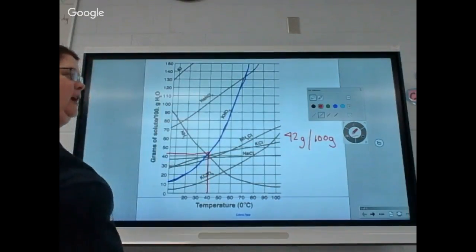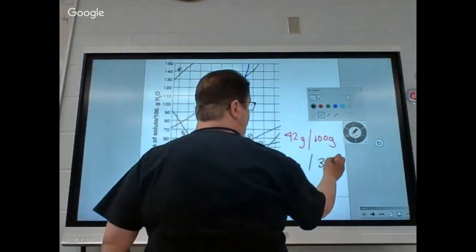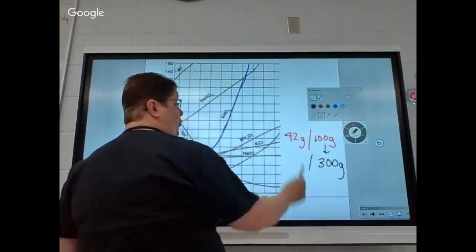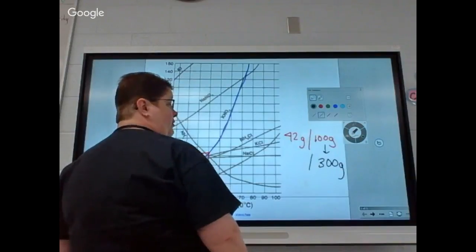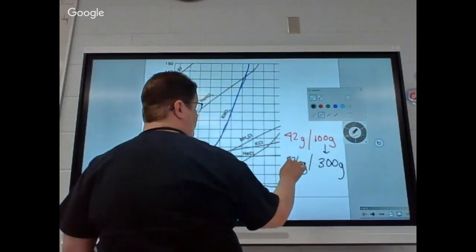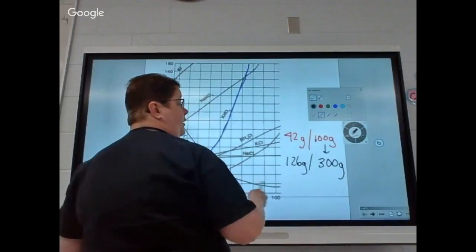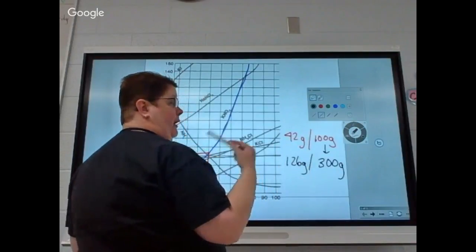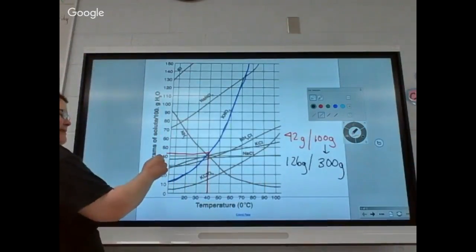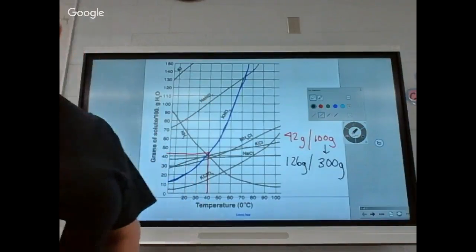All right, so it said 42 per 100, but the question said per 300 grams, right? So what did they do this time? They tripled it, so what do we do to 42? So 42 times 3 is what? 126 grams. Now, in case you were not brave enough to say, yeah, I didn't put 42, I put 43, you would multiply 43 by 3 and get 129, okay? The biggest thing is, is it on the line? No, so it shouldn't have been on the line there. So 126 per 300.